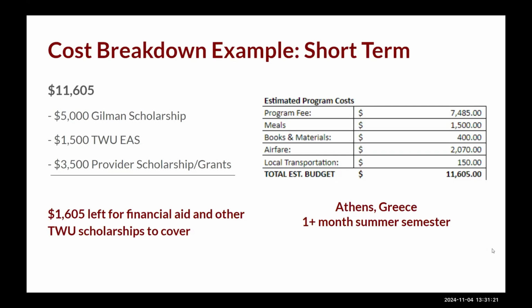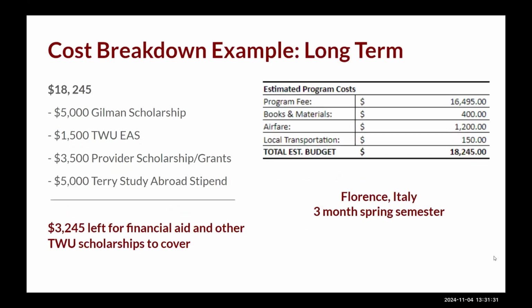Planning ahead for applying for scholarships is really important in order to get all of this money so that you can get your program paid for, or partially paid for even. This is a student who was in Florence, Italy for a semester, and so their budget was a little bit higher because it was for a longer period of time, $18,000 and some change. Again, she got the Gilman Scholarship, the TWU one, some from the providers, and she got the $5,000 Terry Scholar.